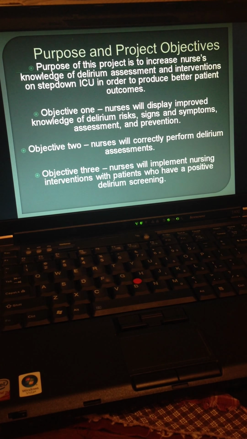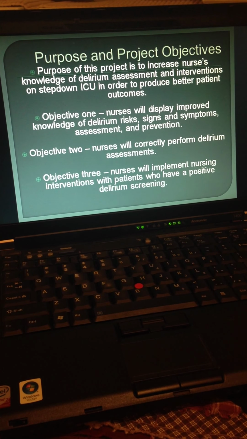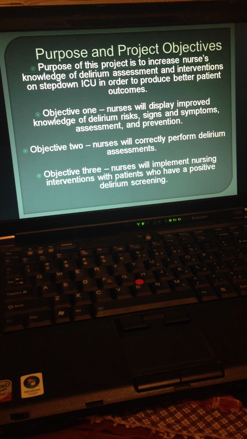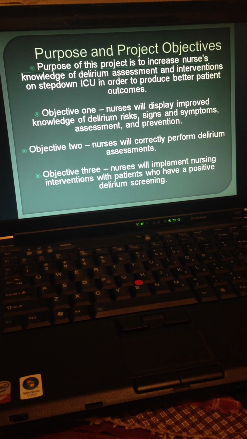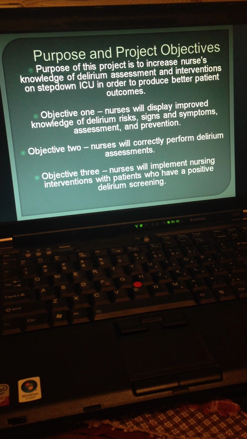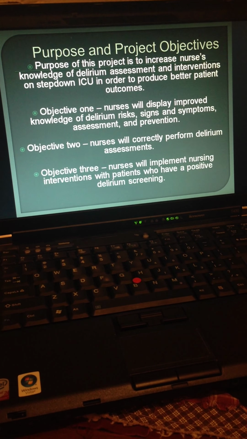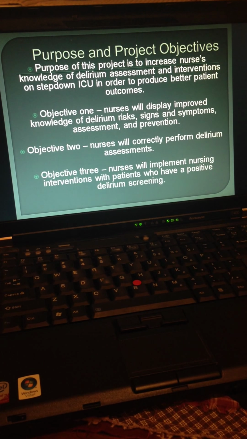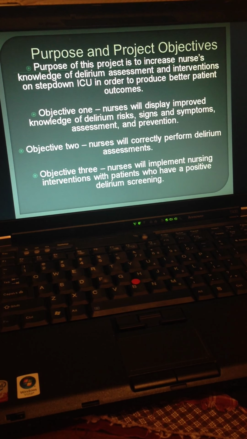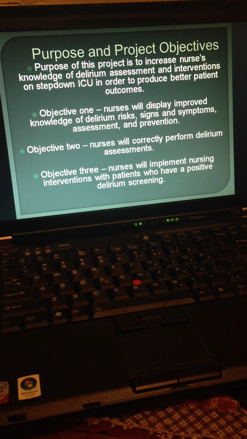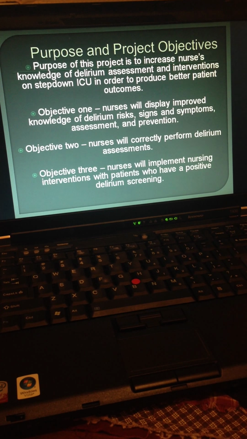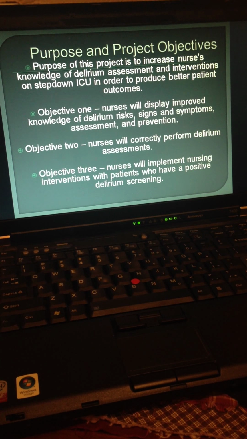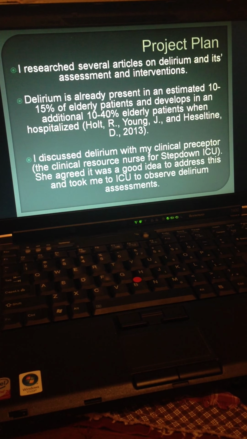The purpose of this project is to increase nurses' knowledge of delirium, assessment, and interventions on step-down ICU in order to produce better patient outcomes. My first objective was that nurses will display improved knowledge of delirium risk, signs, symptoms, assessments, and interventions. Objective 2 was that nurses would perform delirium assessments correctly, and Objective 3 was that nurses would implement nursing interventions with patients with a positive delirium screening.